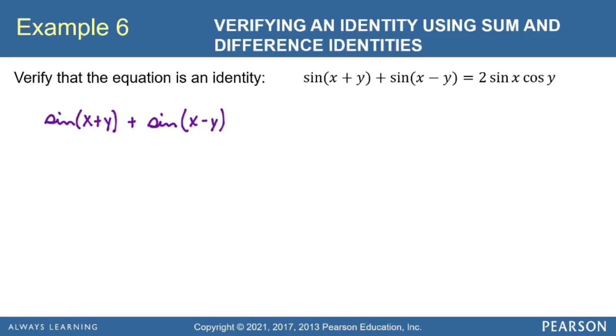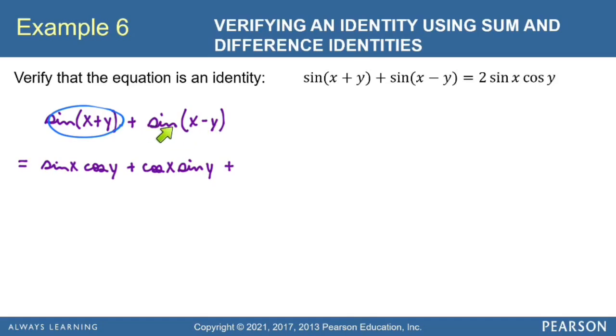And now you can see that the sine of x plus y is going to be a place where we can use our sine of a plus b identity. We'll copy x in place of the a, y in place of the b. So here we go. That's going to make sine of x times cosine of y plus cosine of x times sine of y. Then we've got this plus sign right here.